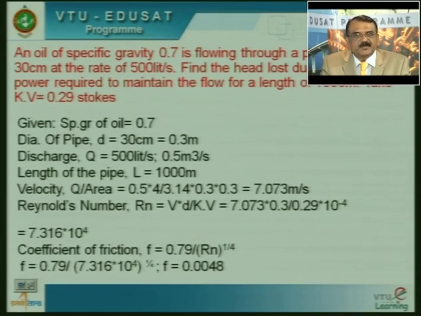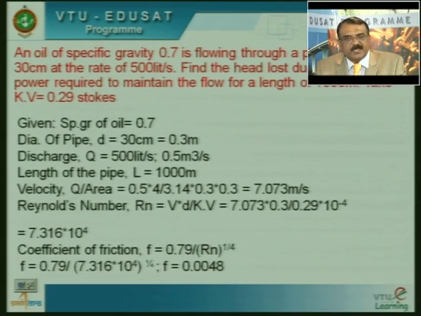The relation between coefficient of friction and Reynolds number is given by 0.79 divided by Reynolds number raised to 1 by 4. This derivation is not there in the syllabus. Kindly remember this formula for solving the problems. You need to remember two formulae. I hope you already studied the Reynolds number: Rn is equal to V into D divided by kinematic viscosity. But the coefficient of friction F is equal to 0.79 divided by Reynolds number raised to 1 by 4. You need to remember this formula.